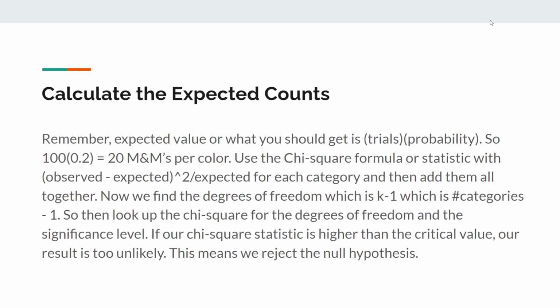So now we just calculate the expected counts, and as we know, expected counts is number of trials divided by probability or proportion. So using some simple logic, we should expect 20 M&Ms per color. So we use the chi-square formula, and the chi-square formula is just the difference squared divided by expected, which kind of acts as a standardization. We see how many expectations the squared difference is away for each category, and then we add them all together.